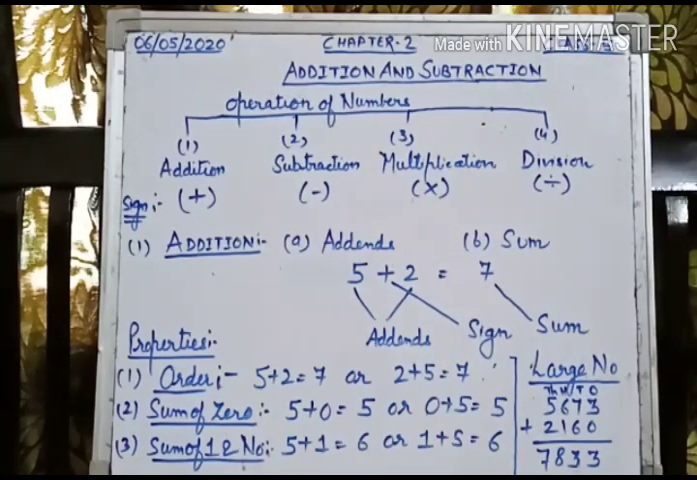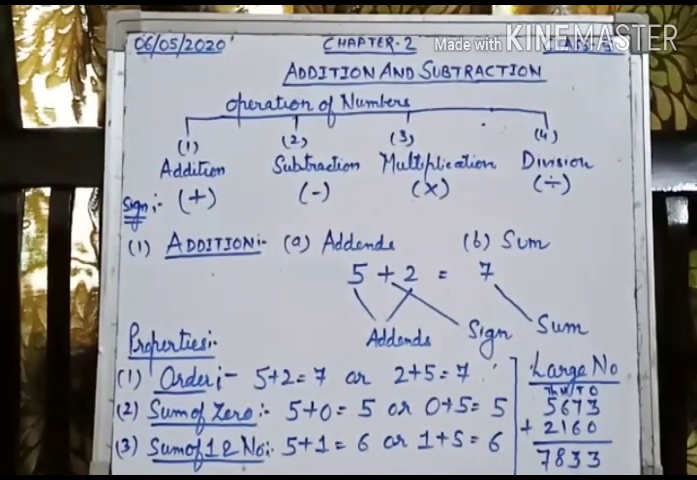Now while doing the operation of addition, we have certain properties which, if we know them, then we don't have to calculate the things. We will be writing the answers directly. This is a very common thing which you all know, but you should know it in words also. The first property is of order, that we can add numbers in any order and the sum will be the same.